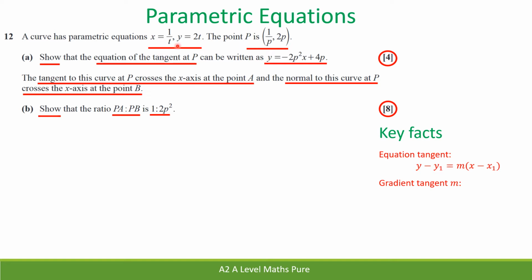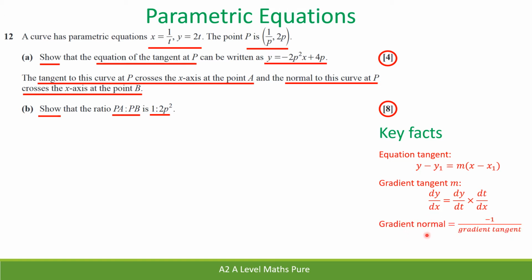Now you've been given x and y in terms of parametric equations. So you're going to have to use the chain rule to work out dy by dx, which is dy by dt times dt by dx. So you'll need to differentiate both these terms, flip the dx by dt upside down to then work out the value of dy by dx.